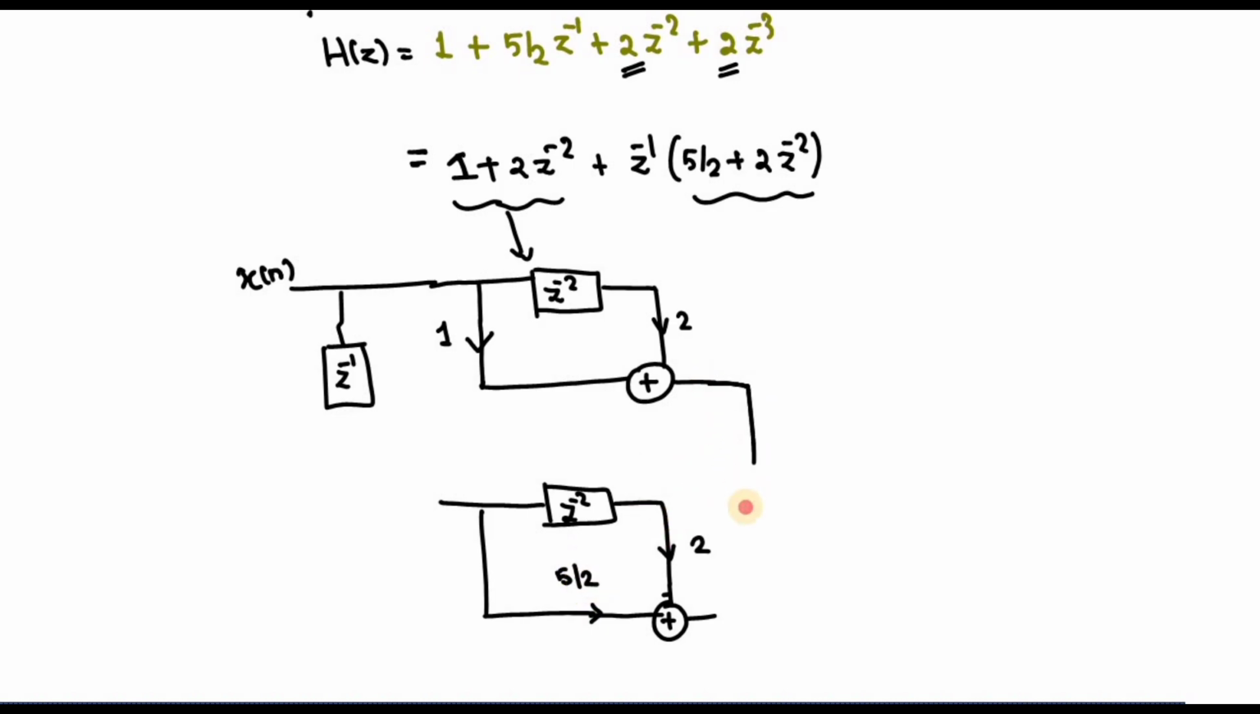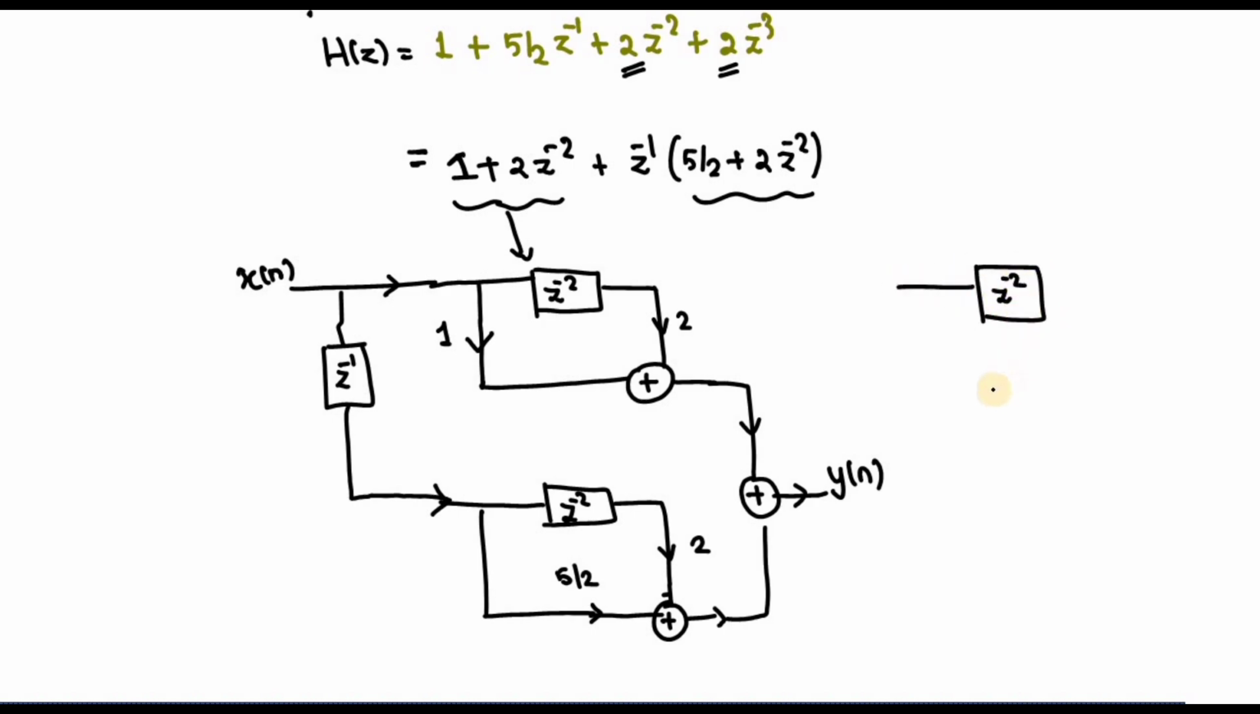So both these two terms get added to get the value of y of n. So this z power minus 1 term has to be multiplied with 5 by 2 plus 2 into z power minus 2, right? So you can draw like this one. So this is how we have to realize the polyphase structure, and the general form of the polyphase structure is like this one. Okay.